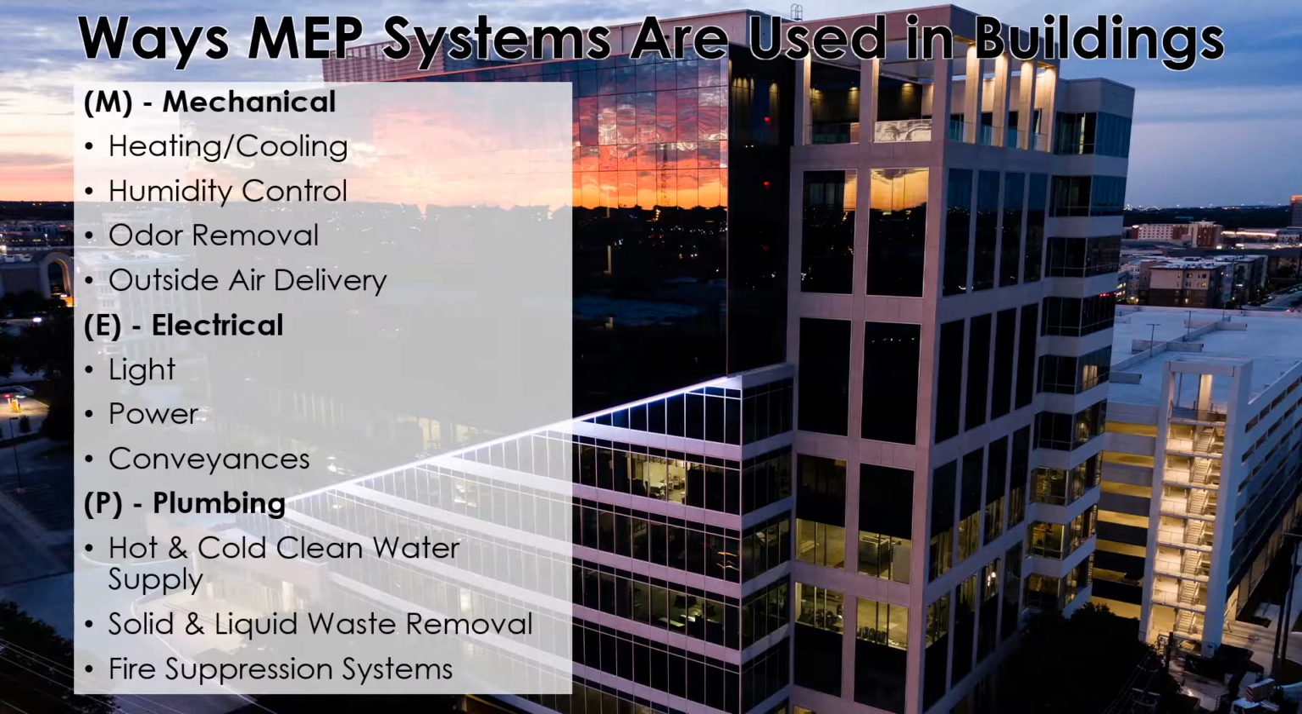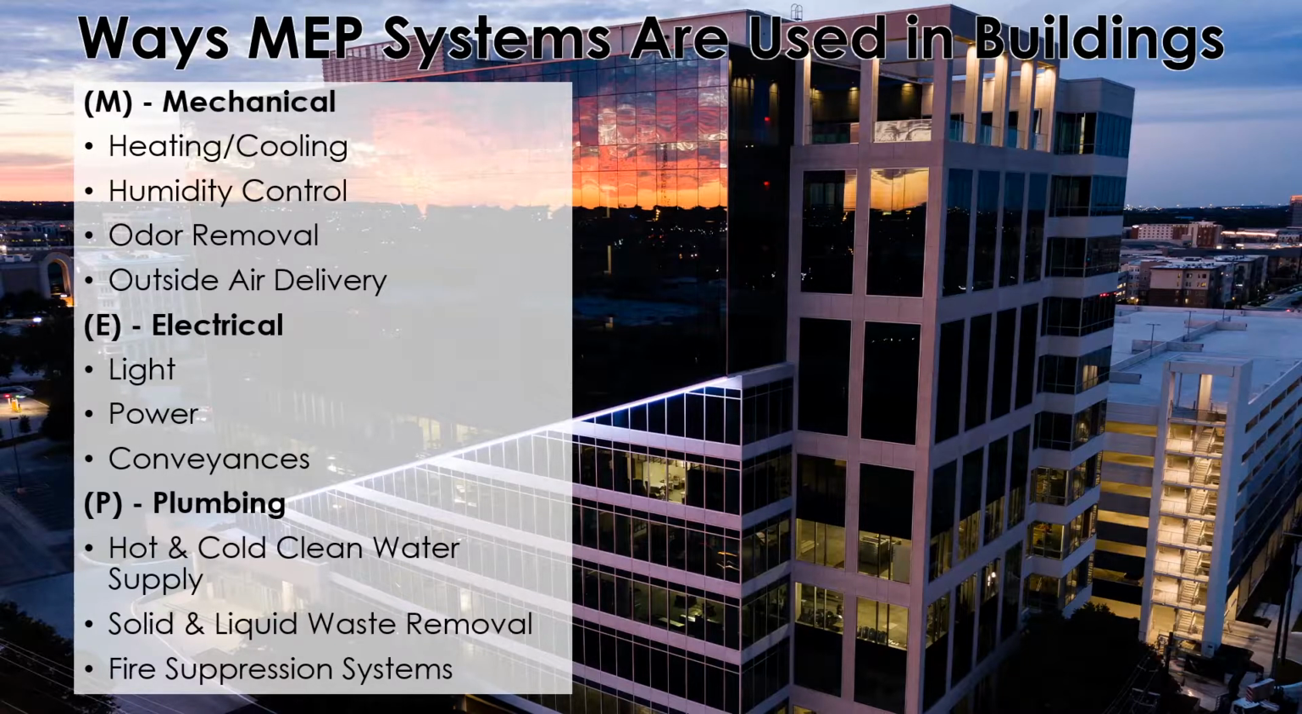MEP systems are essentially the central nervous system of a building, responsible for the creature comfort features of a structure, and it's what makes the building livable and pleasant to be in. So first is mechanical. Mechanical design elements of the building are the heating and cooling loads, which help make life more comfortable. Mechanical is responsible for the heating and cooling of a building, the humidity control, odor removal such as exhaust fans and kitchen hoods, as well as outside air delivery.